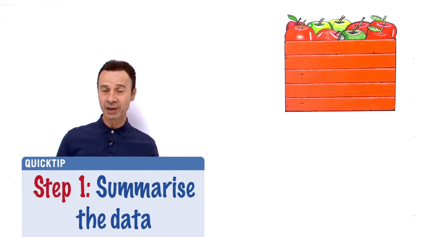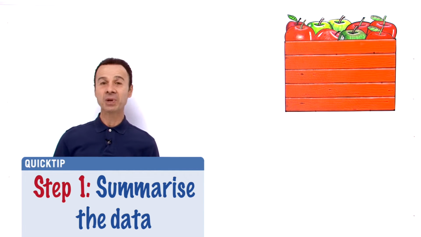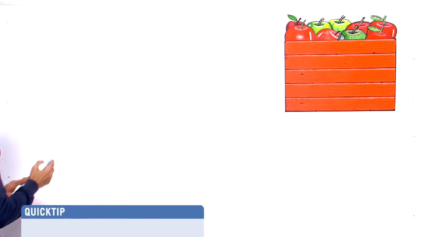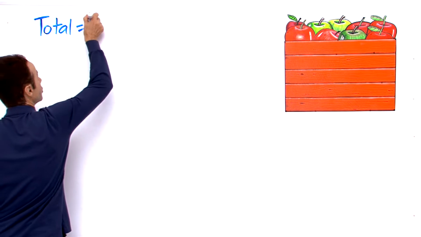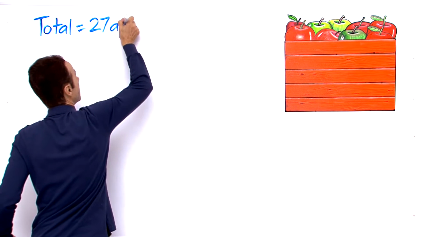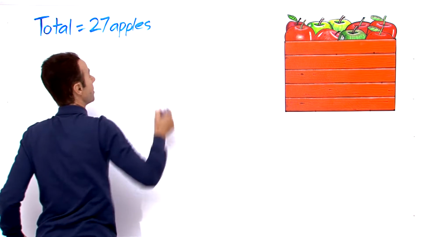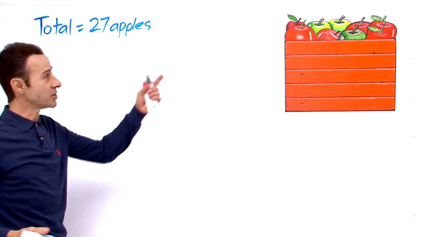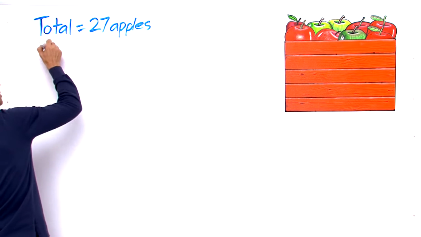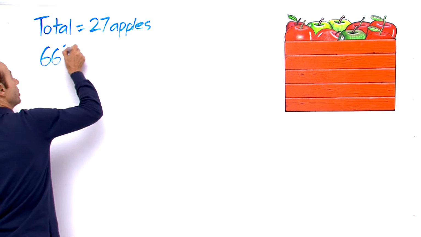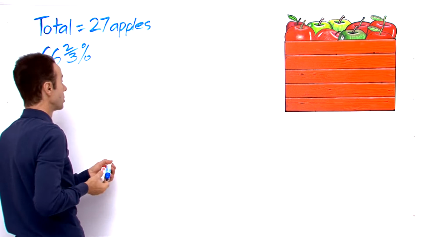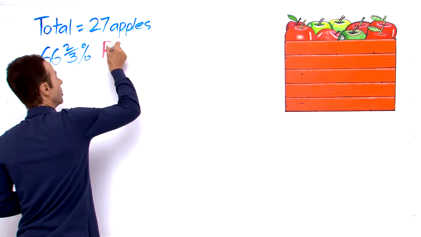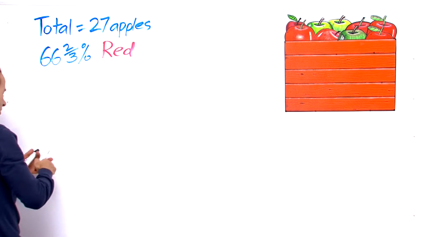That's the question. Well, one of the first things you want to do is summarize numerically the key numbers and elements of that question. So I'm going to summarize right now. So the total in the box in terms of apples, the total equals 27 apples. Some are red and some are green, as you can see there. Now, the next thing we know is that 66 2/3% of those apples are red.